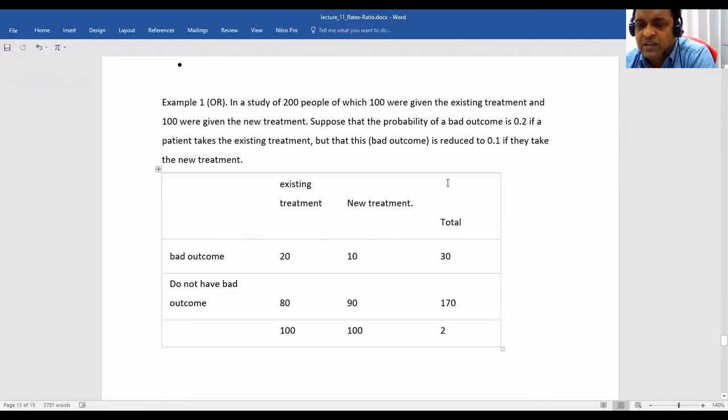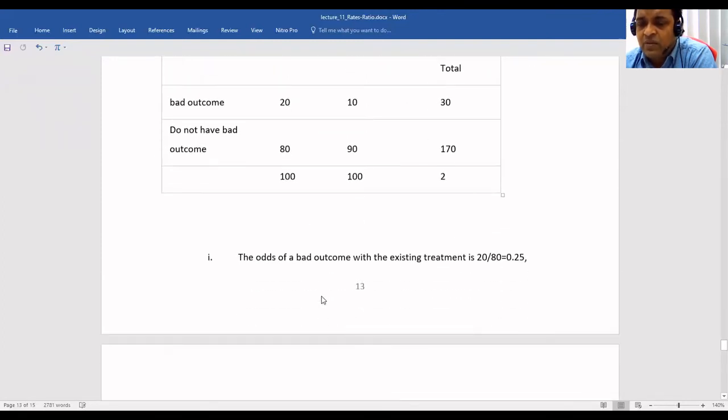Okay, this is the contingency table. So for the existing treatment, this is the bad outcome and no bad outcome, and for the new treatment, bad outcome and no bad outcome. This is the contingency table. From here, what are the bad outcomes?